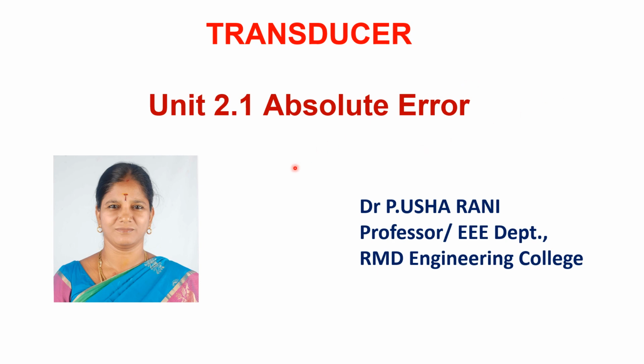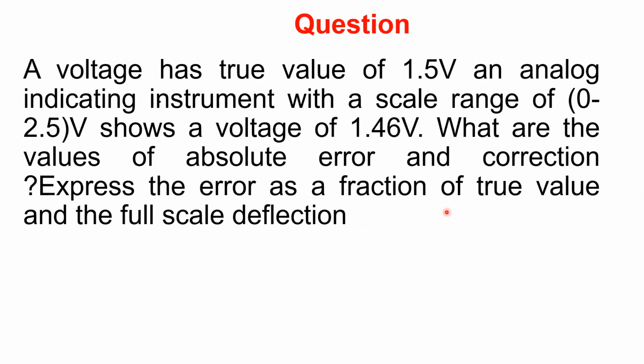Okay. So we are going to find out absolute error. For example, I have considered the question as: a voltage has a true value of 1.5 volts. An analog indicating instrument with a full scale range of 0 to 2.5 volt shows a voltage of 1.46 volt. What are the values of absolute error and correction? Express the error as a fraction of true value and the full scale deflection. That is the given question.